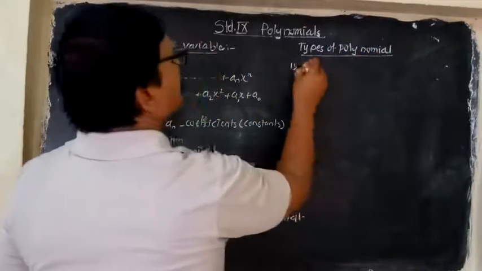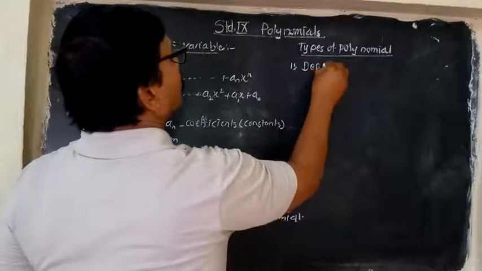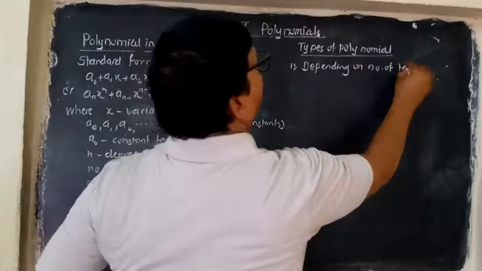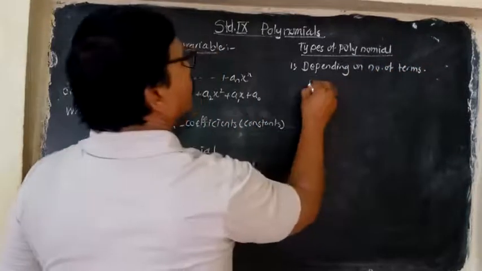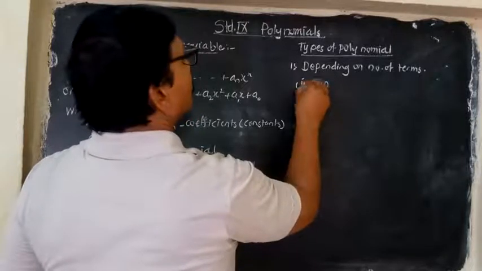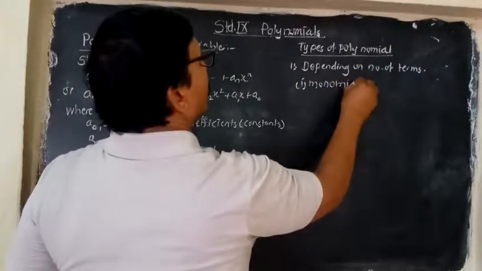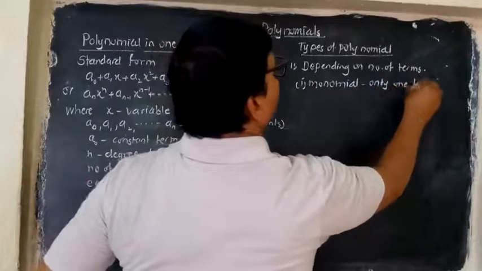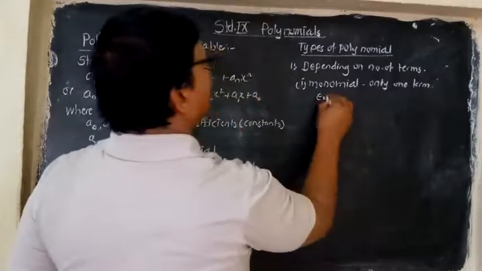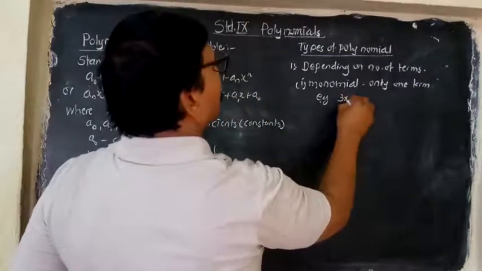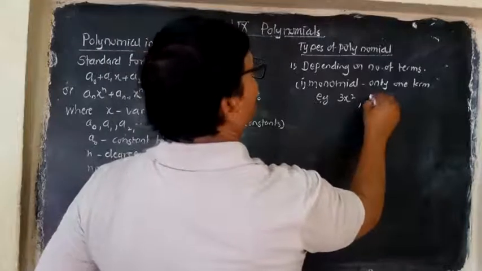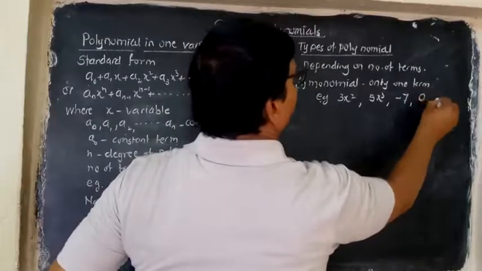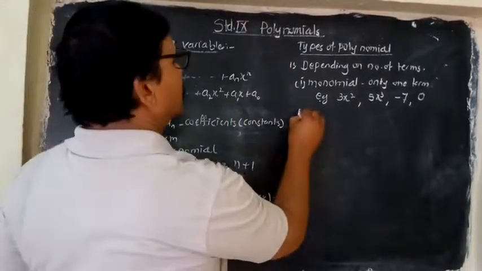First, depending on the number of terms. First, monomial. A monomial has only one term. For example, 3x square, 5x cube, minus 7, 0. These are monomials.